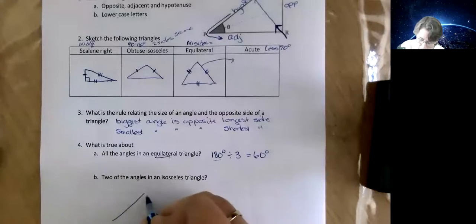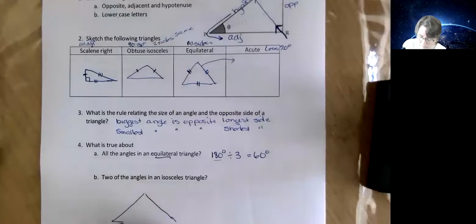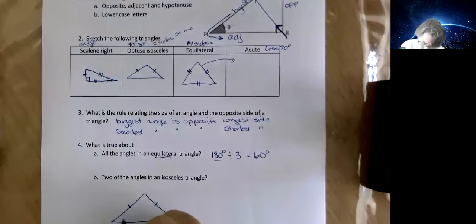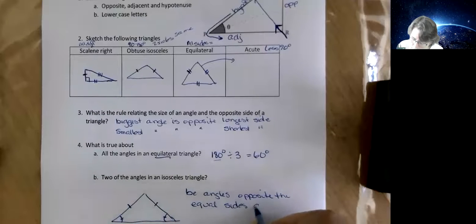All right, the two angles in an isosceles triangle. Well, let me just redraw that one down here. If this side and this side are the same, then you don't have a biggest or smallest angle, right? Because the two sides are the same. That means that this angle and this angle are going to be the same. So the angles opposite the equal sides are equal.